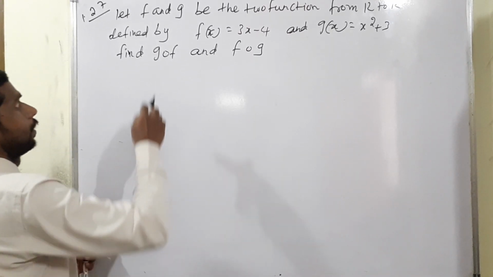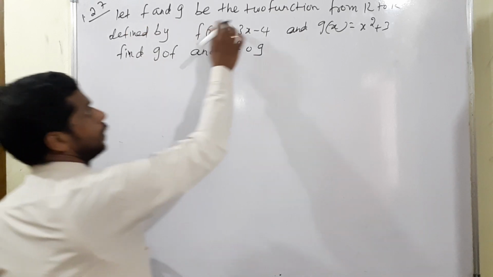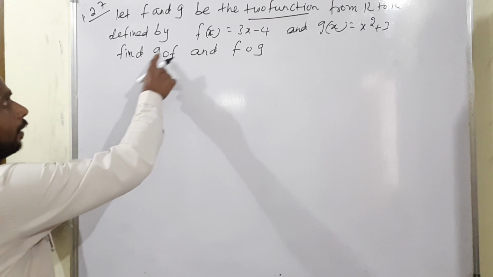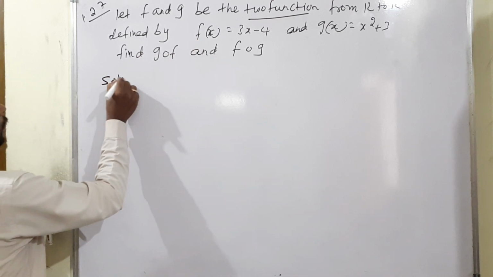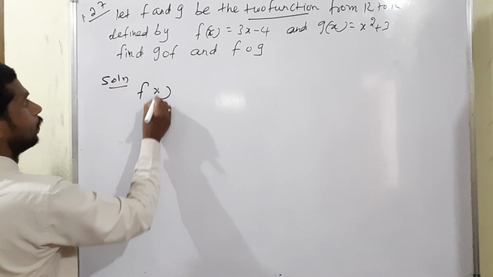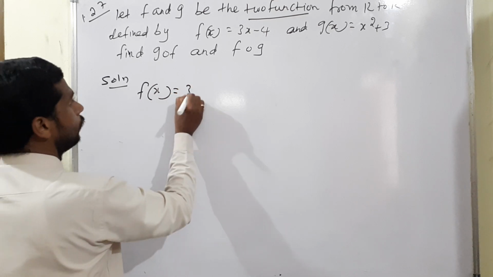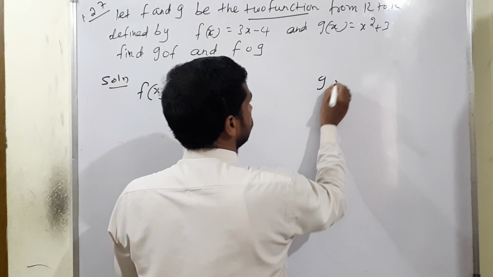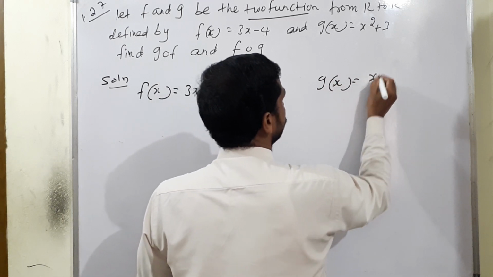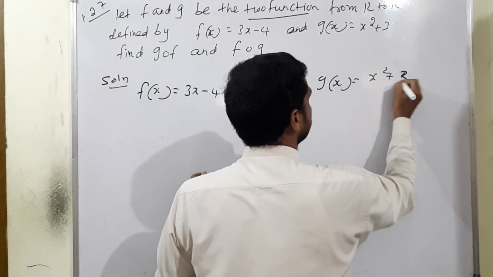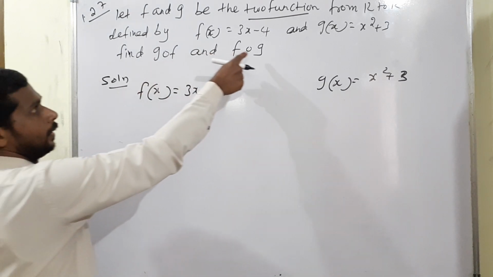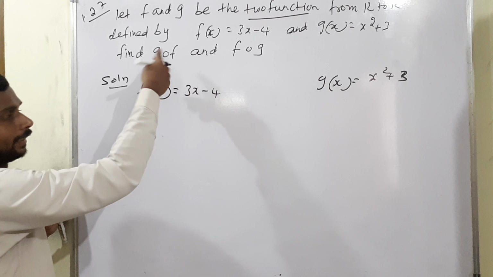Question 1.27: let f and g be two functions from real to real defined by f of x is equal to 3x minus 4 and g of x is equal to x square plus 3. Find f composite g and g composite f, or g dot f of x.